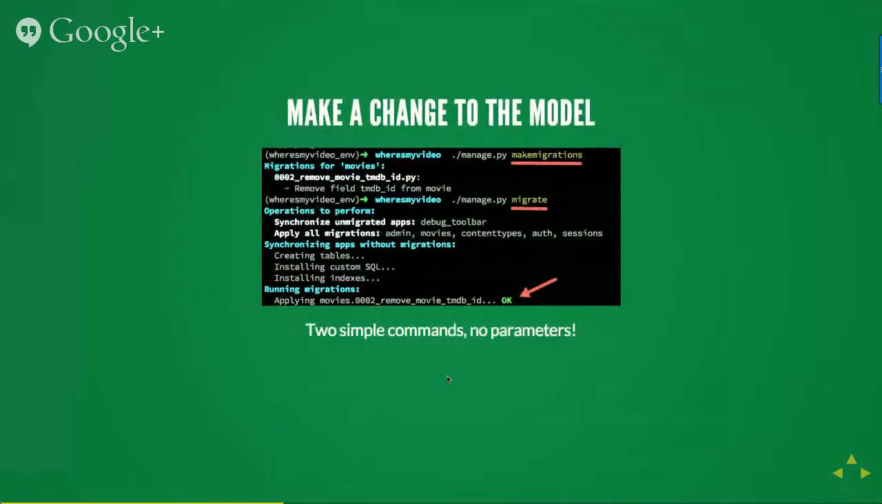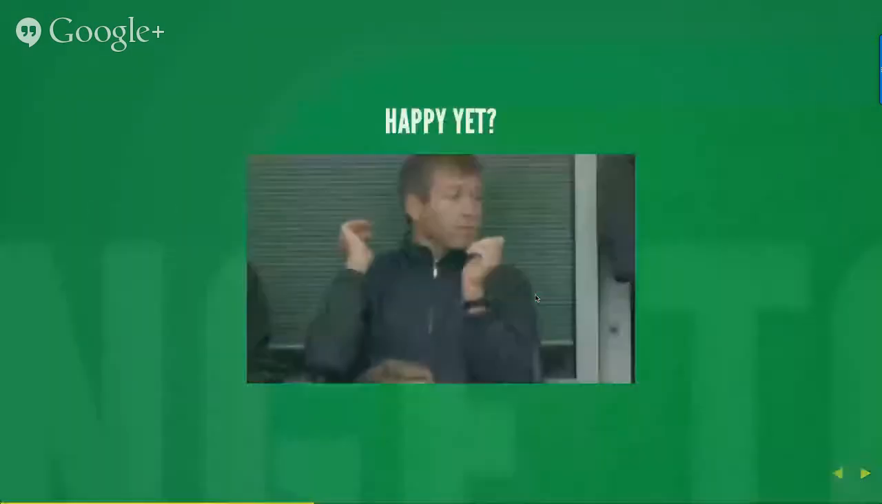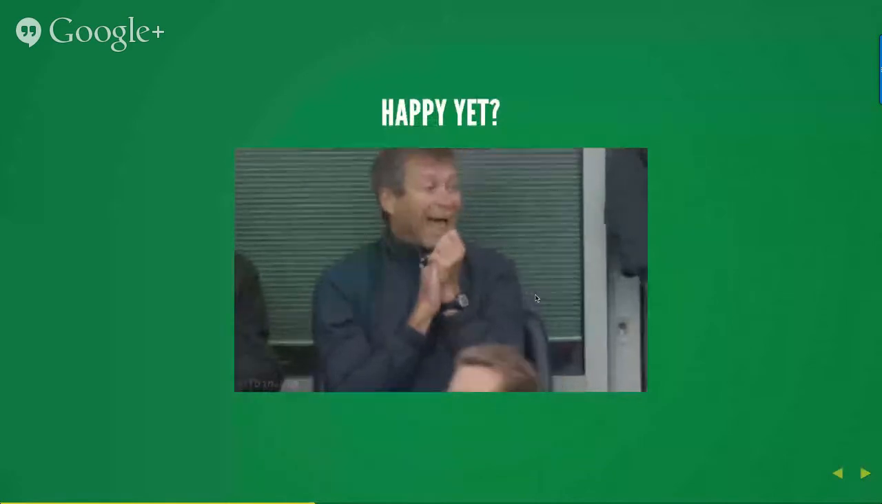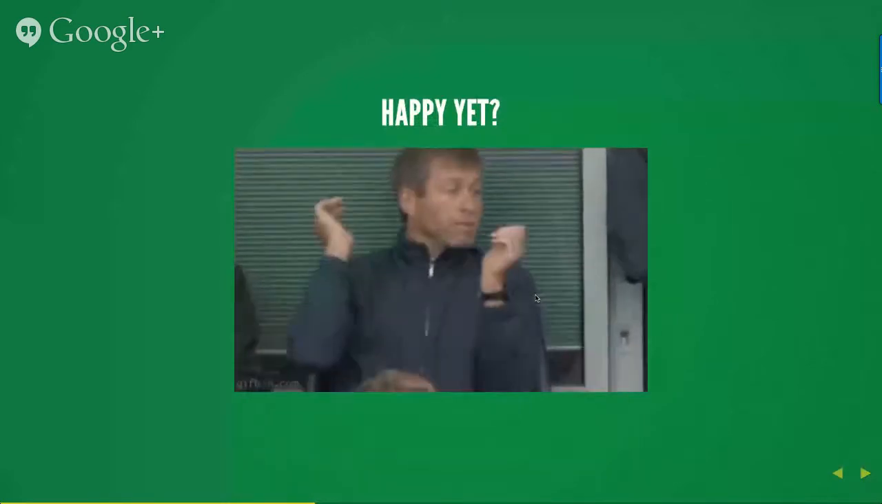And so I made a change to the model. I removed a field. I typed makemigrations, and then I typed migrate, and that was it. No flags, no specifying the app or anything. It finds it all for you, just 2 simple commands. So I was a little skeptical at first, but it worked.